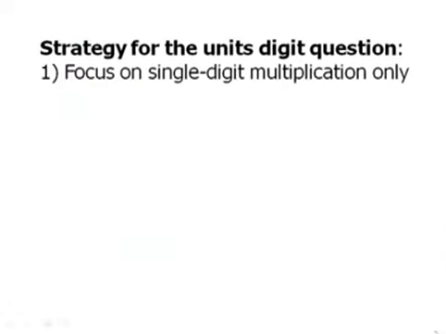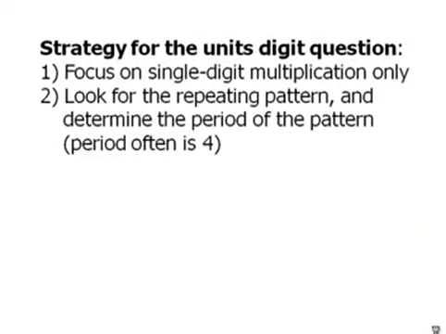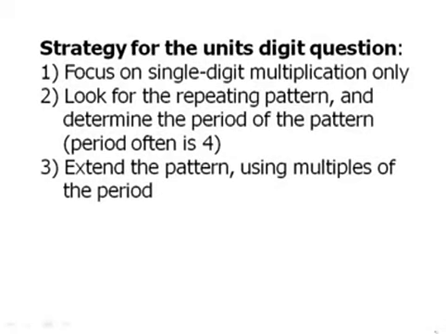That's very important to appreciate. So the strategy for the unit digit question: focus only on single-digit multiplication. Look for the repeating pattern and determine the period. And again, most often the period is 4. And then extend the pattern using multiples of the period. This is the technique we use to solve these questions.